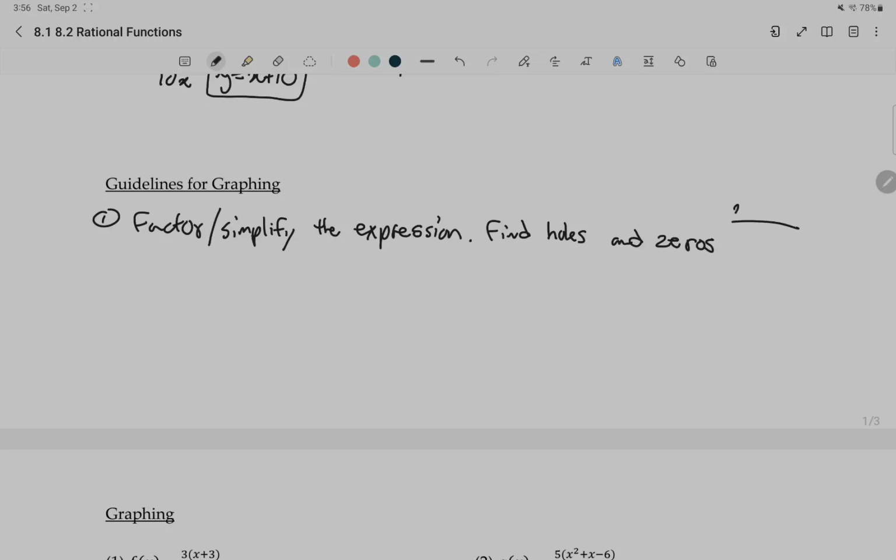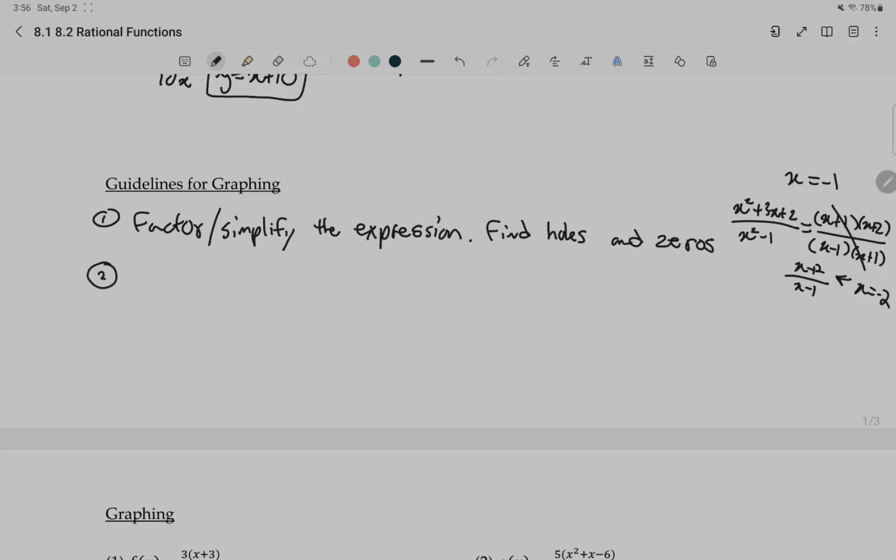So if we say we have our function x squared plus 3x plus 2 over x squared minus 1, we would always want to change this to x plus 1 times x plus 2 over x minus 1 and x plus 1. And then this lets us cancel out to get a hole at x equals negative 1, and then it gives us x plus 2 over x minus 1, which tells us there's a 0 at x equals negative 2. So these are really important. So the first step is very important.